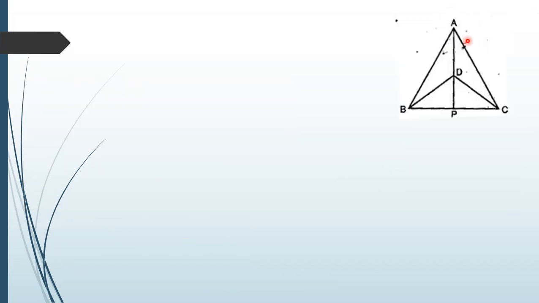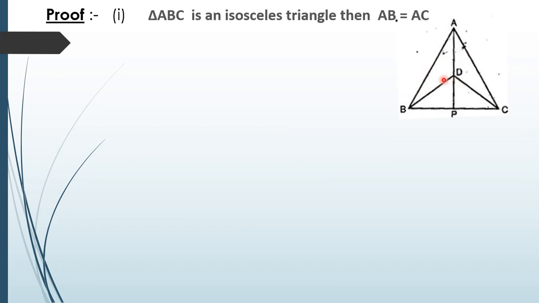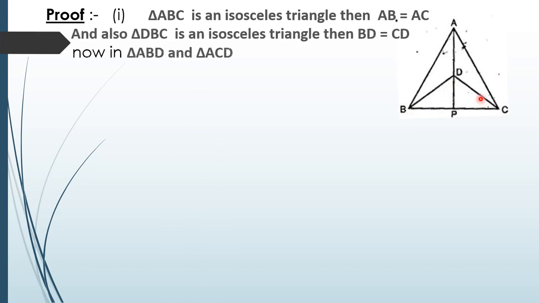As it is given in the problem, ABC is an isosceles triangle, so AB is equal to AC. Similarly, DBC is also an isosceles triangle, so BD is equal to CD. Now, we take triangle ADB and triangle ADC. Now we'll prove these two triangles are congruent. In these two triangles, side AB is equal to side AC and side BD is equal to side CD. These two are given in the problem.